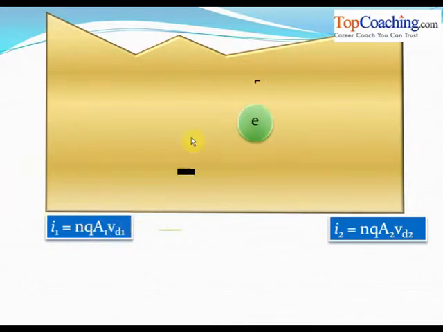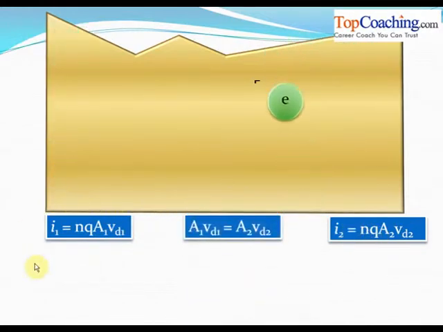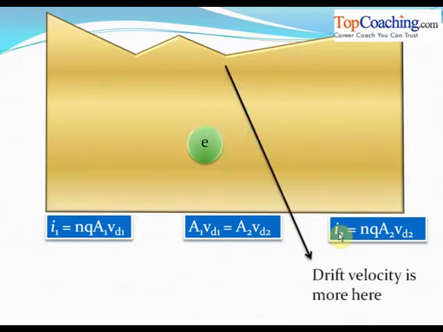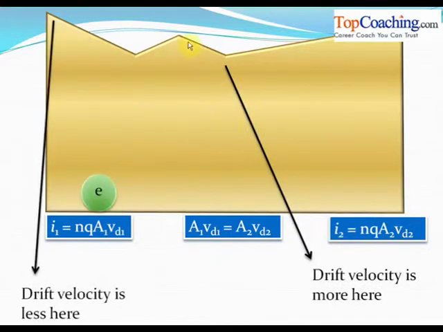Now we know that A is different for both cases, so the drift velocity must also be different, because as you can see, I1 is equal to I2. Therefore, A1 into VD1 will be equal to A2 into VD2. So when the area is more, drift velocity is less, and when the drift velocity is more, the area is less, isn't it? For example, here you can see that the area of cross section is more, so the drift velocity is less, and the drift velocity is more here because the area of cross section is less. Now since our conductor has a varying area of cross section, the drift velocity is definitely varying. So the drift velocity is varying and the current is constant.